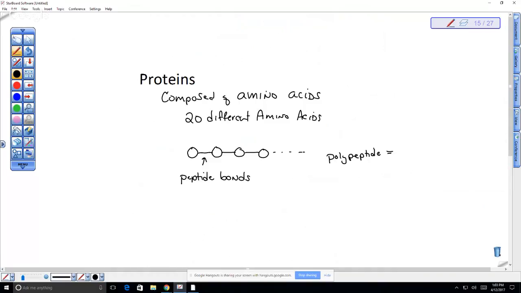Okay, so a polypeptide is the same thing as a protein. So when we start talking about how proteins are synthesized by your body, that will be important. Okay, so when we look at these, they produce very biologically active molecules.